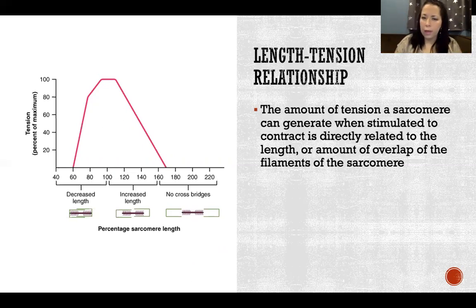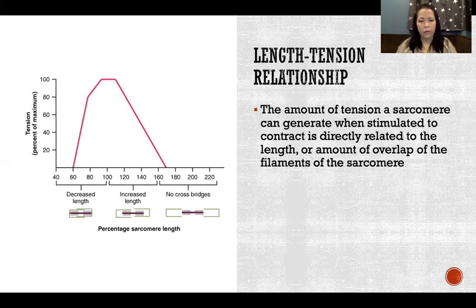So what the length-tension relationship is saying is that there's an optimal amount of overlap to produce an optimal amount of force. If we have too much overlap to begin with, then when there's a signal to contract, there's nowhere to go. So we don't produce more force because the sarcomeres aren't able to shorten in contraction. If we don't have enough overlap, then when we have a signal to contract, we can't form cross bridges because the filaments aren't engaging, they're not interacting. So there's an optimal amount of overlap where we can form cross bridges and have room to contract. So that's what the length-tension relationship is stating.